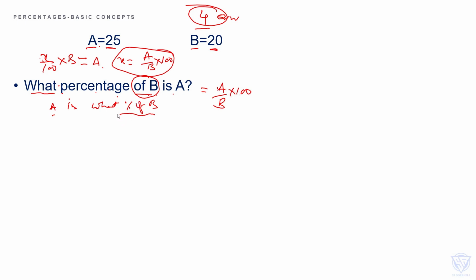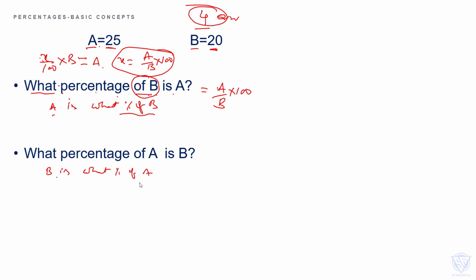So the second question will be, what percentage of A is B? In other words, B is what percentage of A? So you are comparing B with respect to A. What percentage of A? So B by A into 100. That clarity we need to have when we solve percentages. What percentage of A means with respect to A. What percentage of B means with respect to B.